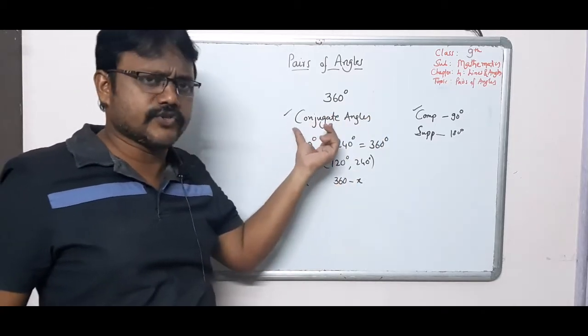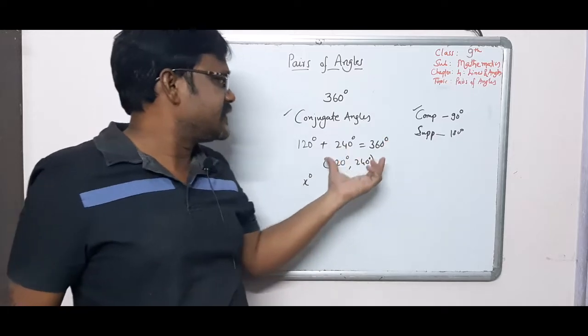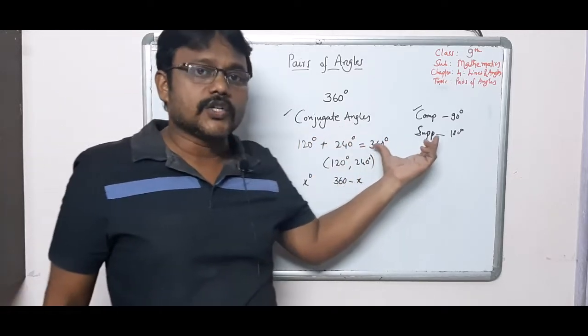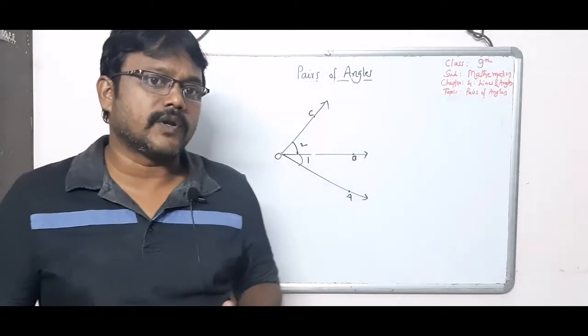Anyway, conjugate angles is new one. If sum of two angles is 360 degrees, such pair is known as conjugate angles. Right, now let us see one more pair of angles.